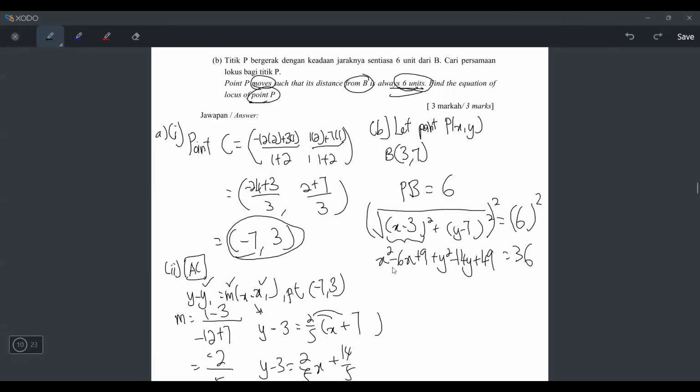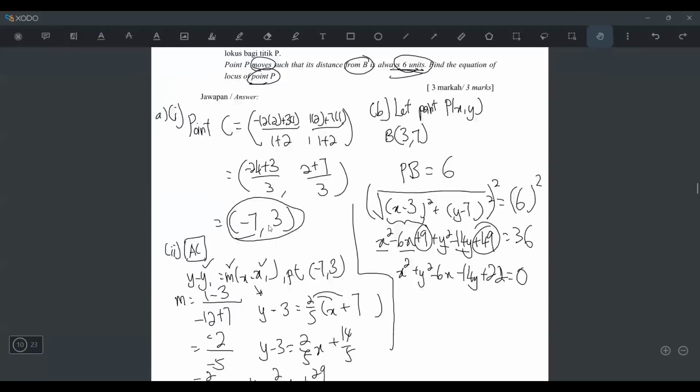So now we just have to arrange it nicely. And how do we arrange it? First we write x square, and then we write y square, and then we write x, and then we write y, and then we write the number, and then equals 0. So the number is 9 plus 49, which is 58, but I have to minus 36, which is 22. Okay, so the answer is 22. Okay, let's correct it. So that's how you do it. Okay, you can use your calculator to help you.